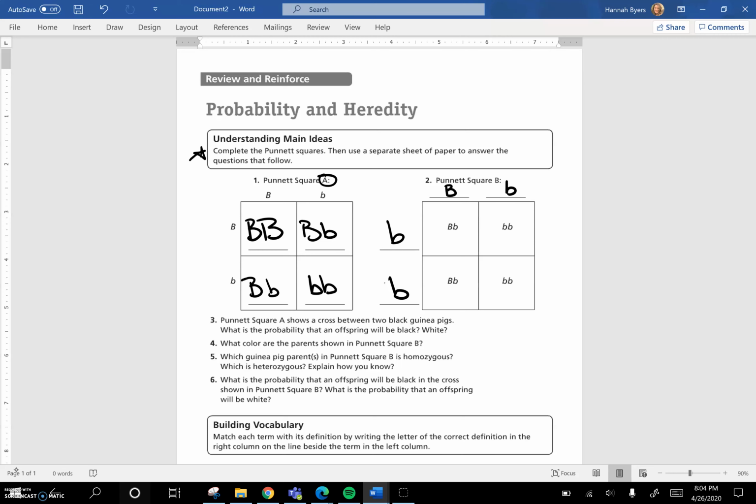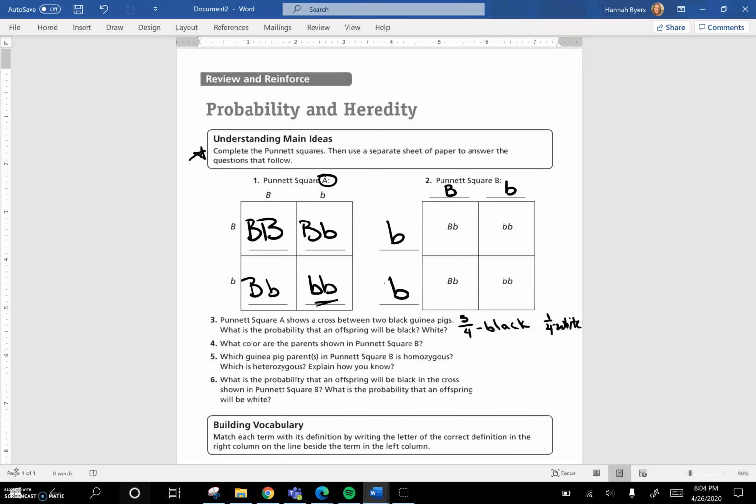So if you only need one capital allele to show that dominant trait of black fur, we have 3 boxes that would correlate to black fur. So that would be a 3/4 chance that they are black. And the only way, I guess, for the guinea pig to be white is if they have 2 recessive. So we have one box that has 2 recessive. So that would be a 1/4 chance that they have white fur.